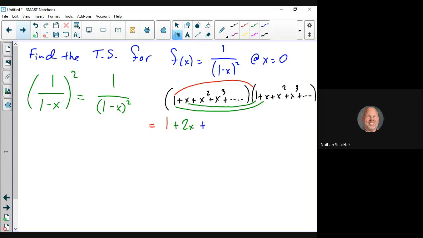How do I get x squareds? I could get an x squared from this one and that x squared. I could get an x squared from this one and this x squared. How else could I get an x squared? This x times this x. Any others? It looks like I got 3 of those. Man, this can get complicated if I keep doing this.